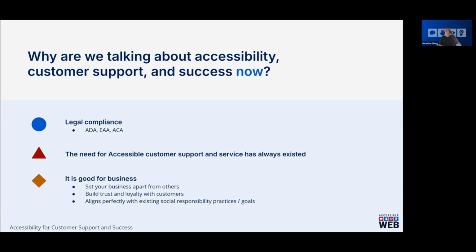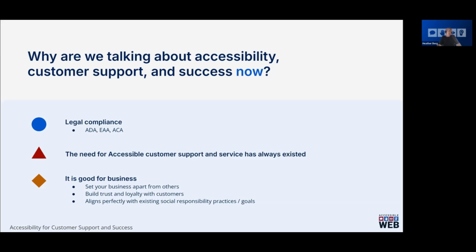The next reason why we're talking about this now is a vast unmet need. So the need has been here right along for accessibility customer support. Your customers with disabilities have been here all along. We're here today. We're going to continue to be here. And so just meeting that unmet need.